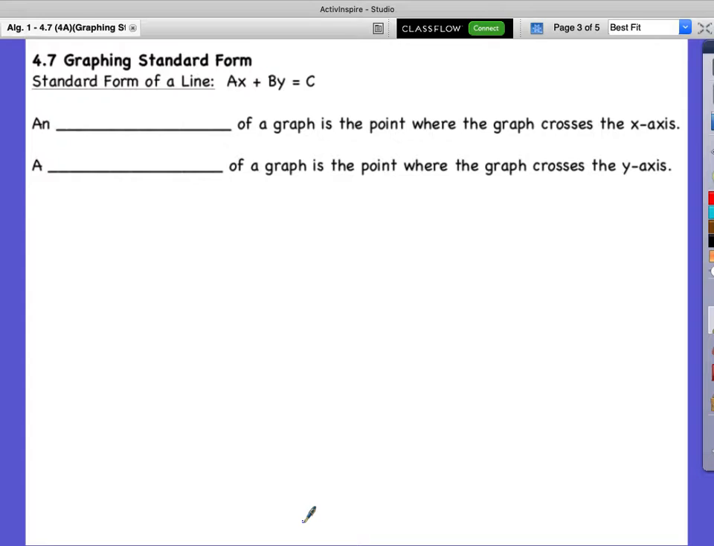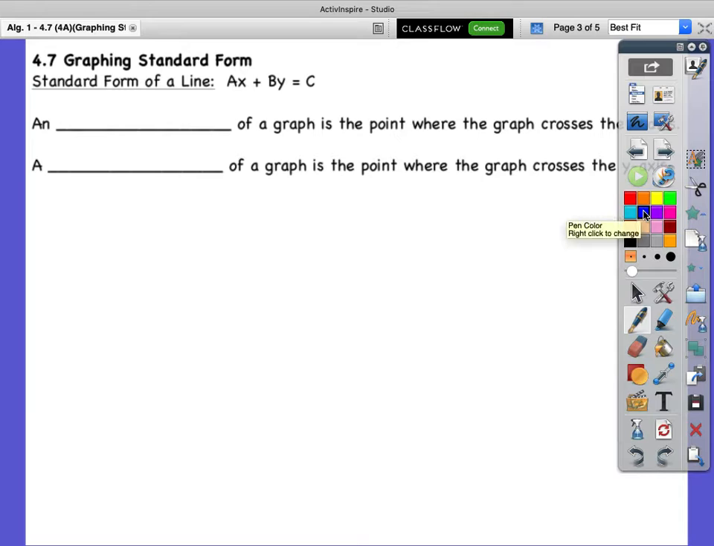Before we get to our blanks, we need to know that the standard form of a line is Ax + By = C. Notice the x and y are lowercase, the A, B, and C are uppercase. The x and y are the same coordinates we've been using. A, B, and C are coefficients being multiplied with the x and the y, or a number by itself. So those are normal numbers.